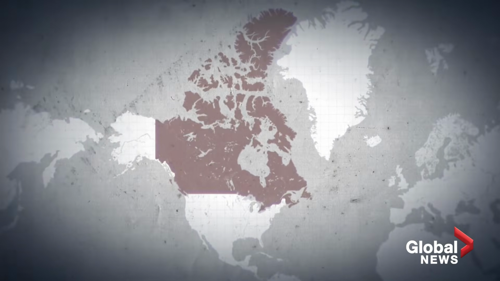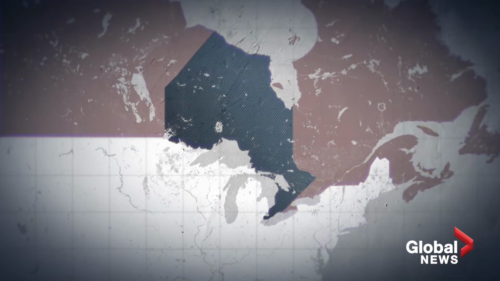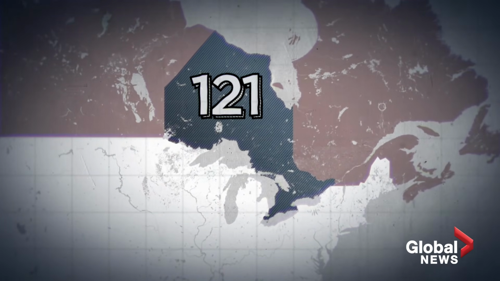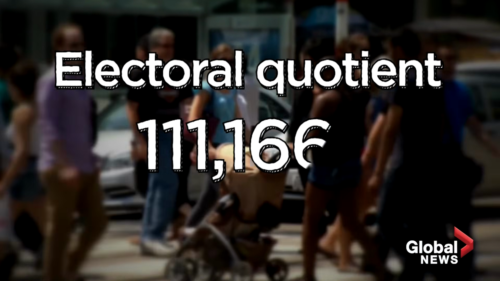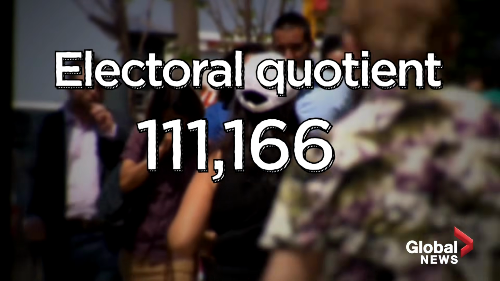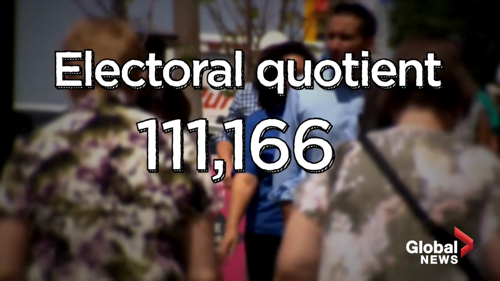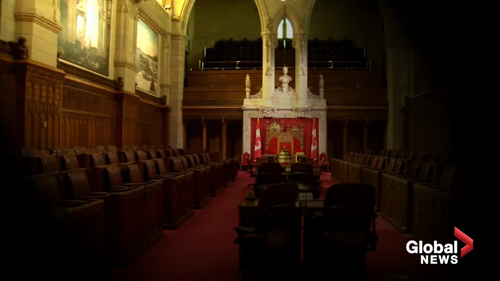At the moment, there are 338 federal ridings. As the most populous province, Ontario holds the largest number of ridings. Commissioners determine what size a riding should be by divvying up the population into equal-sized chunks. That number is the electoral quotient, the number of voters in each riding if all ridings are of equal size. As of the last redistricting, that number was 111,166.